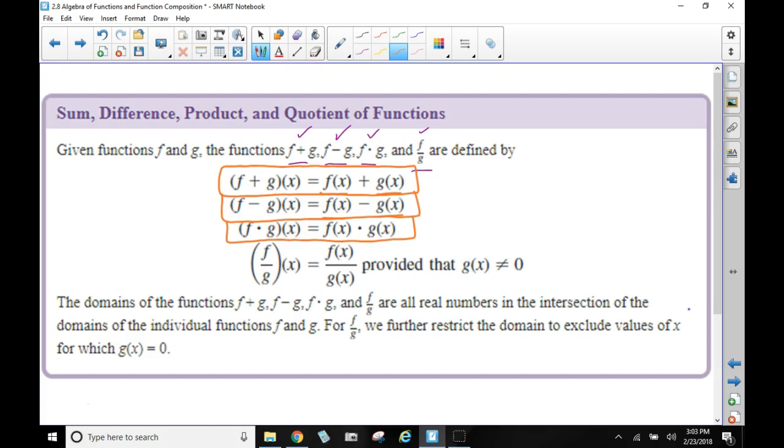That symbol that we're going to talk about for composition here in just a few minutes is sometimes confused with multiplication. So this is the multiplication with just the dot here, okay? And f divided by g of x means f of x over g of x. Now, in the denominator of a fraction, we can't have 0. And so if that does occur, we will restrict the domain to exclude the values of x that make the denominator of our fraction 0.